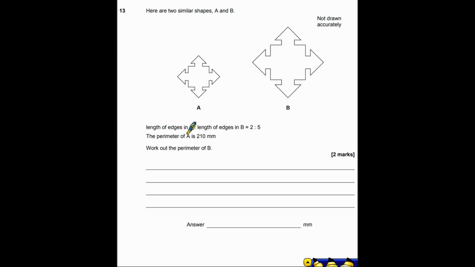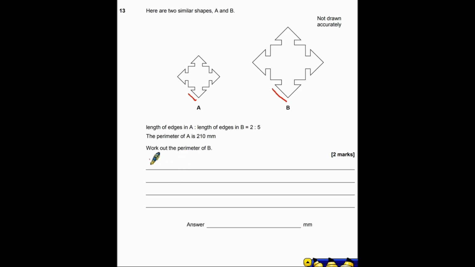It tells us the length of the edges in A compared to the length of edges in B are on a ratio of 2 to 5. It says the perimeter of A is 210, so we need to know the perimeter of B to answer the question. A couple of ways you could do this.